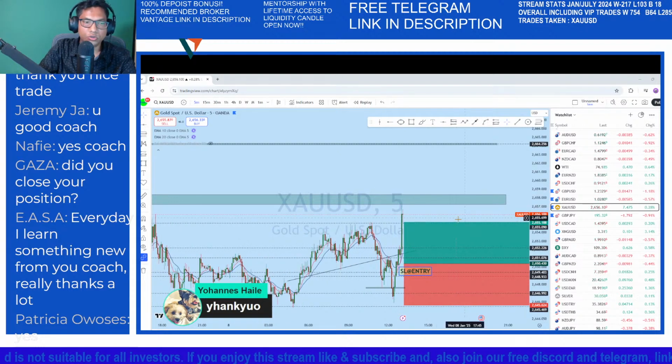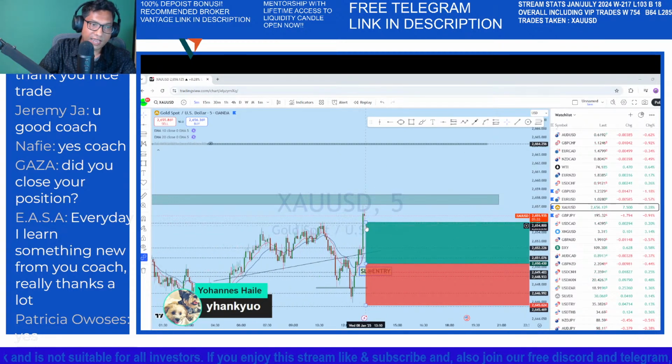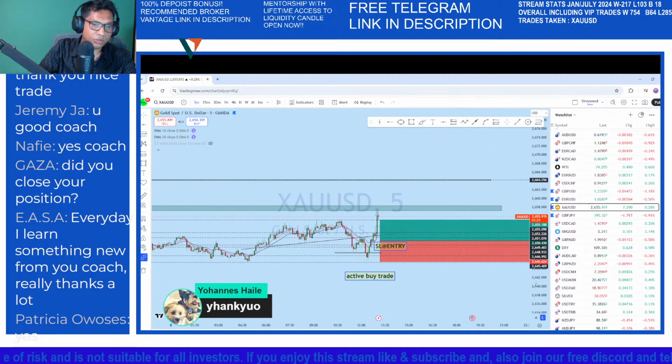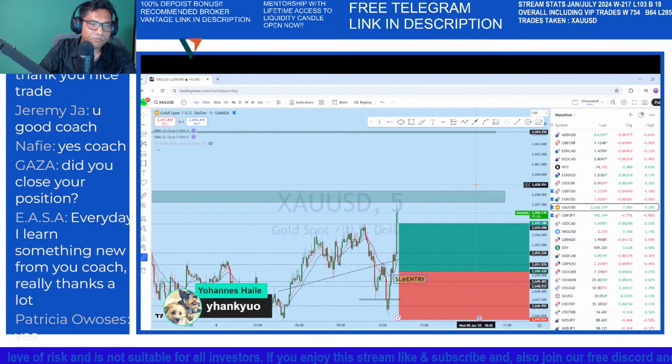A narrow doji, so the spike could still be to the upside, and I think we might see a potential bounce here.